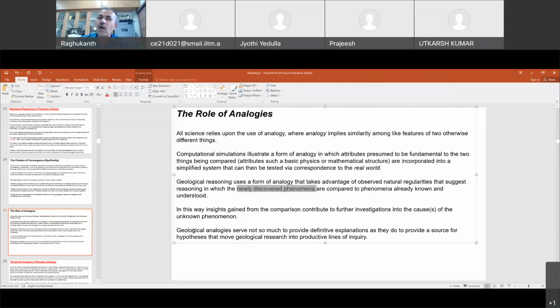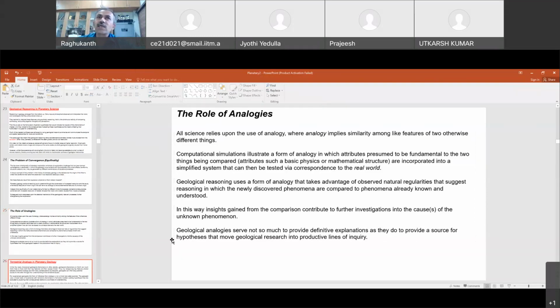Of course, with this geological analogy you will not be able to get a definite explanation. For why the Himalayas rise, you can say it is a continental collision, but you don't know how much the height of the Himalayas will increase every year. If you want to come up with numbers, you will not be able to provide perfect definitions, but some reasoning can be given. So analogies become very important, especially in planetary geology.